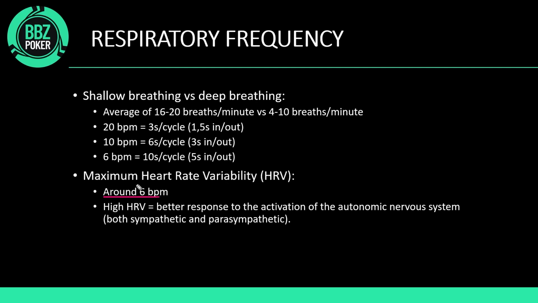So what does it mean to have a high heart rate variability? Basically, it means that your body is more responsive to both your parasympathetic and sympathetic nervous system. So you have a better ability to get activated or to get calmed and relaxed when necessary. So this is a sign that your nervous system is balanced and that your body is very capable of adapting to its environment to perform at its best.